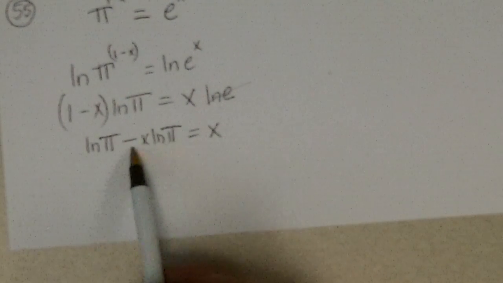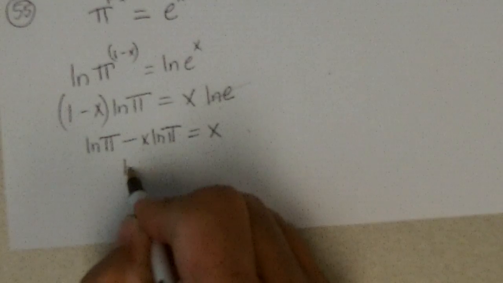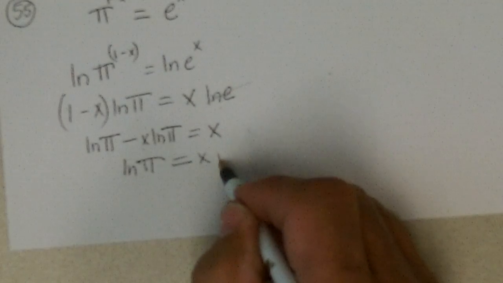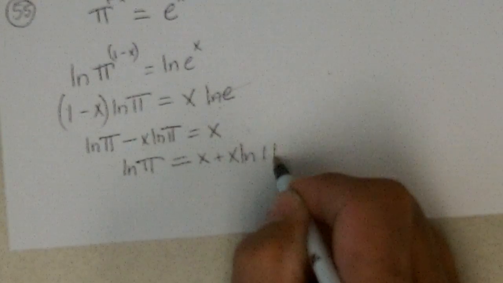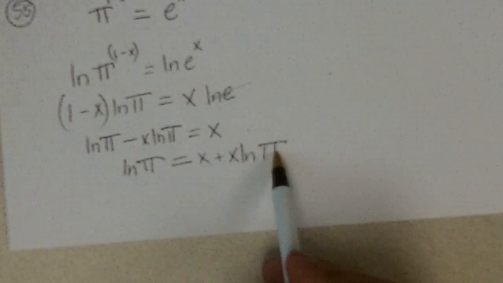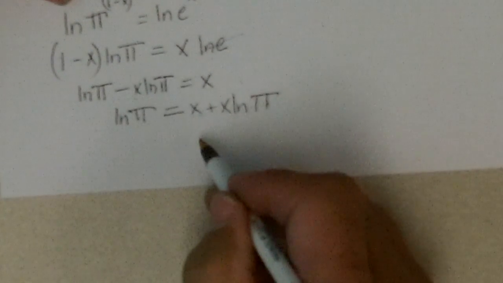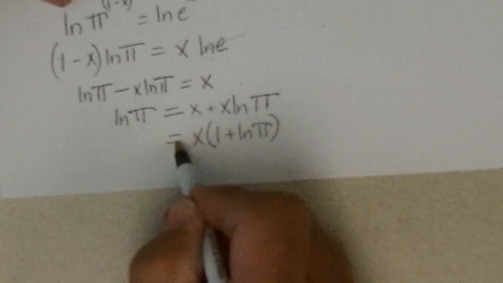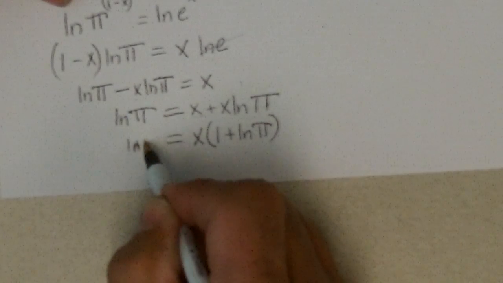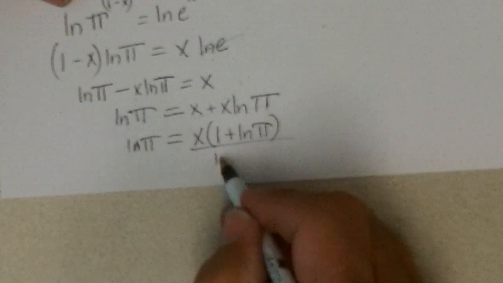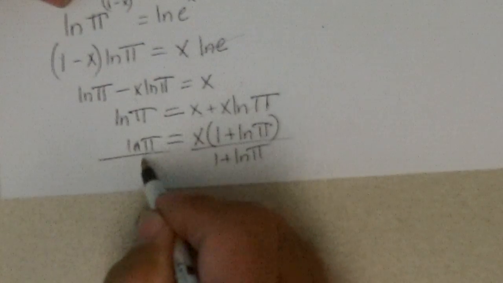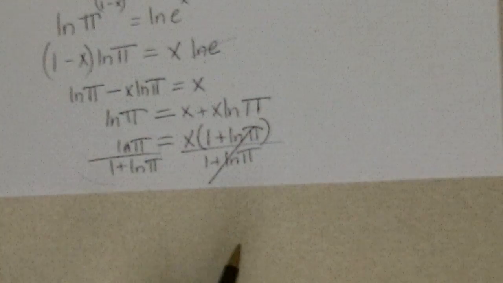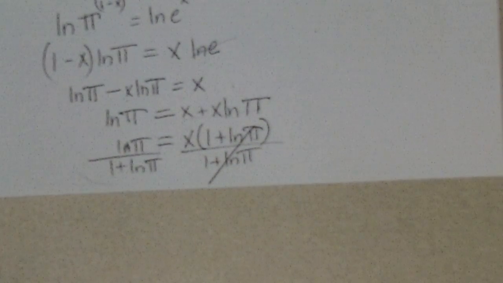So I can add this x term to the other side, and I'd have ln pi equals x plus x ln pi. And if I factor x out of these, I get x times 1 plus ln pi. And so I divide both sides by 1 plus ln pi. And that's what x is, ln pi over 1 plus ln pi.